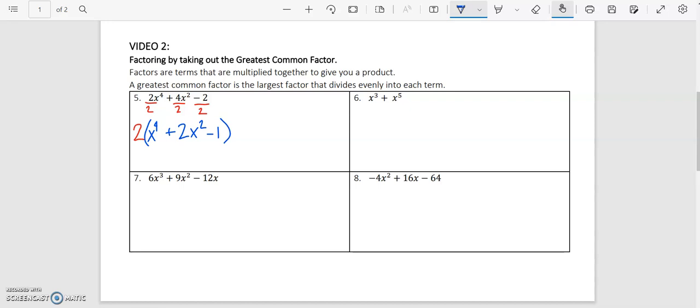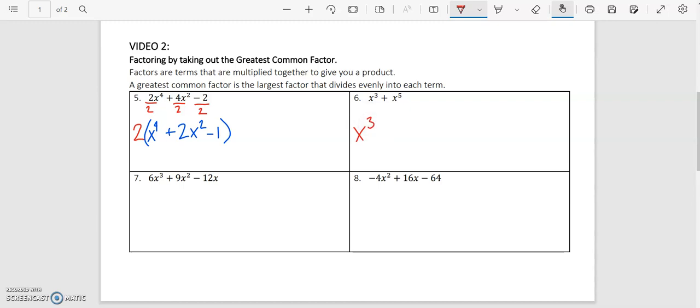Now on number 6, you can see we have x cubed plus x to the 5th. There are no coefficients here. There are no numbers here, or our coefficients are just 1. And there's no other constant. So we're not going to have a number as our greatest common factor like we did in number 5. However, we have x to the 3rd power and x to the 5th power. Both of these terms have x in them. And to determine what their greatest common factor is, you always go with the x value that has the smallest exponent. In this situation, it's going to be x to the 3rd. So our greatest common factor is going to be x to the 3rd.